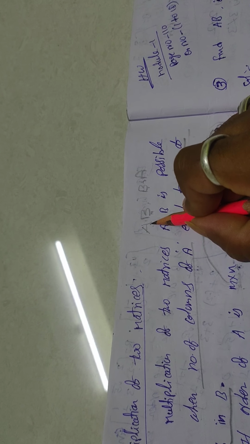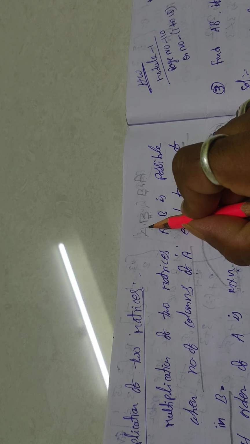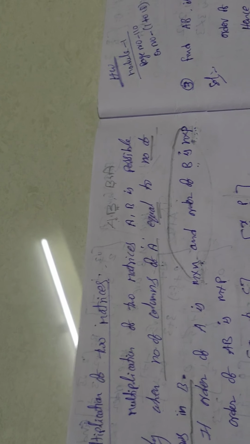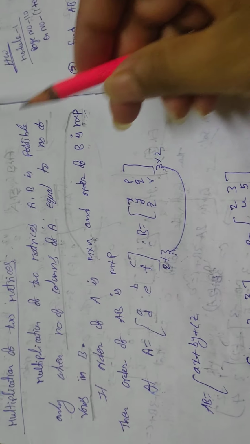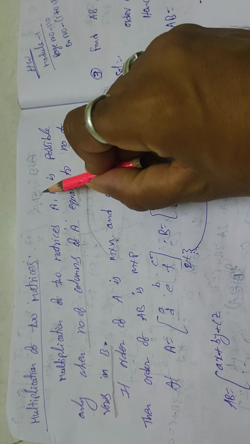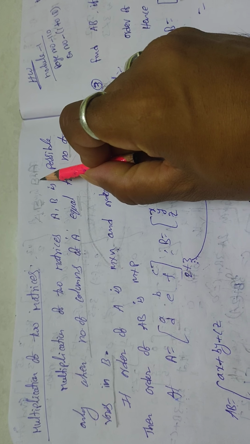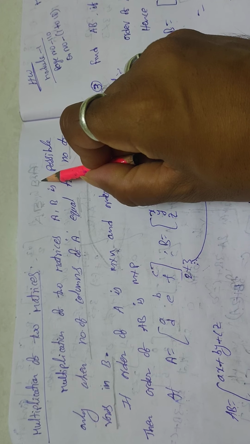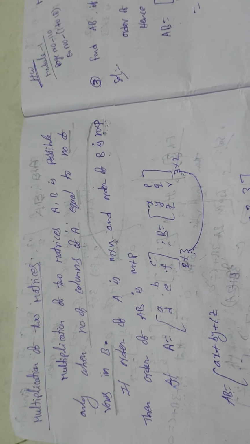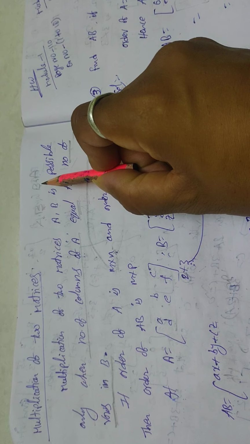Number of columns in A equal to number of rows in B. That means the number of columns in the first matrix is equal to the number of rows in the second matrix. Then only A into B is possible. Next one. If you want to do BA, order is important. BA means the first matrix is B, the second matrix is A. So the number of columns in the first matrix B must equal the number of rows in the second matrix. Then only BA is possible. If AB is possible, it need not mean BA is possible.